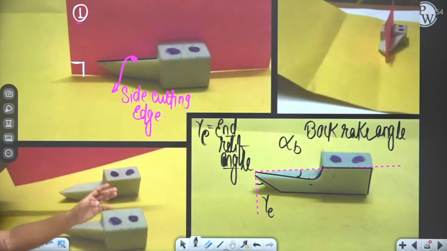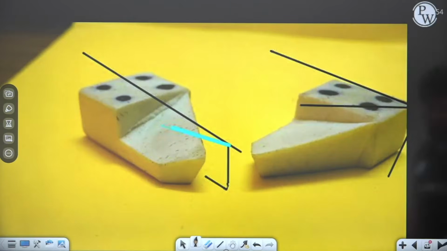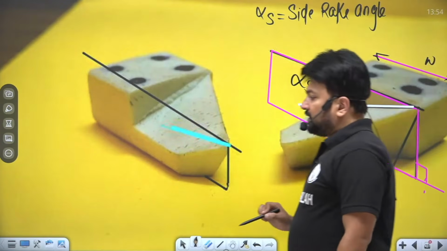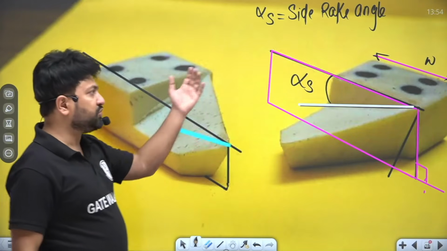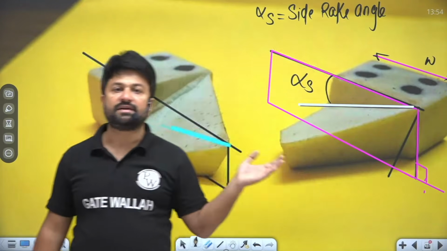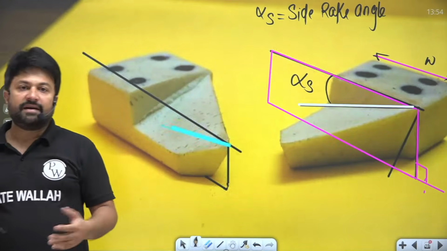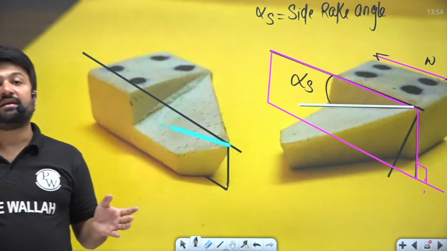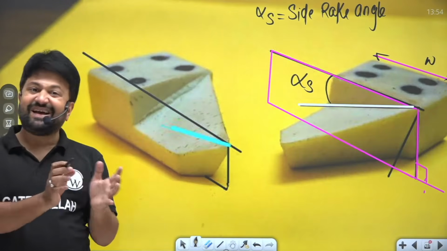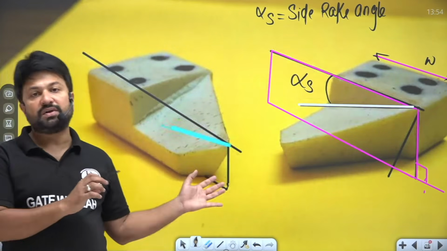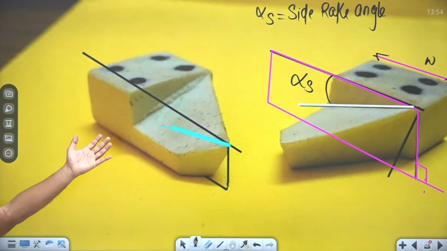Now, let's discuss some points regarding the side rake angle. So what do you mean by the side rake angle, my dear? I showed you what a side rake angle is. The side rake angle is the angle between the face of the tool and the base of the shank or holder, and it is usually measured in a plane perpendicular to the base and parallel to the width. So this angle is crystal clear, I hope.